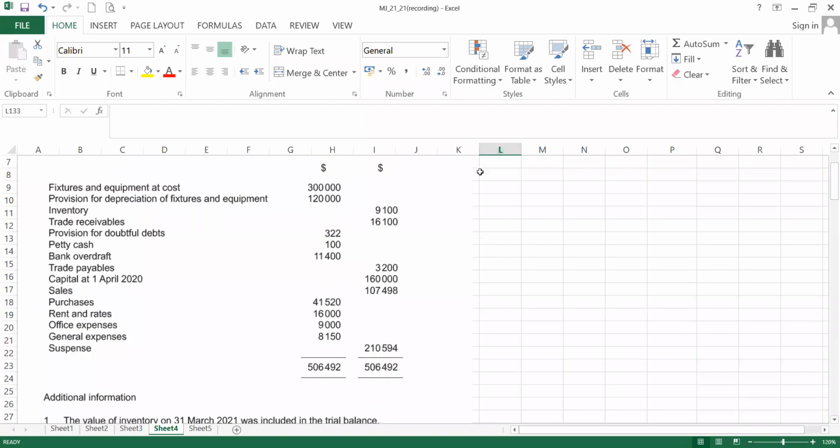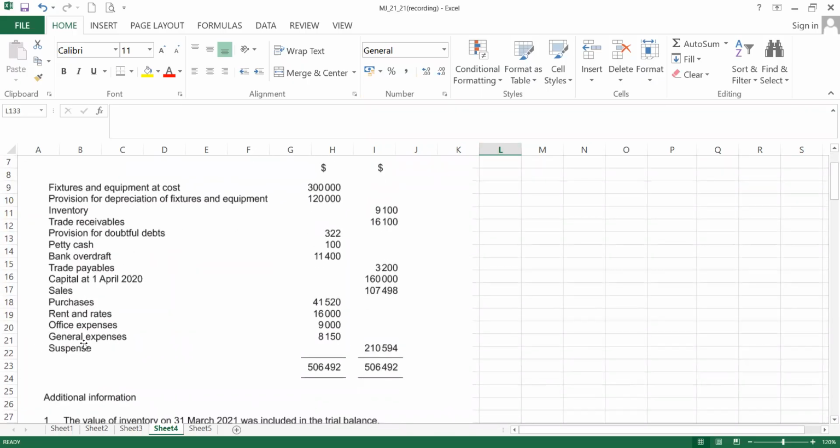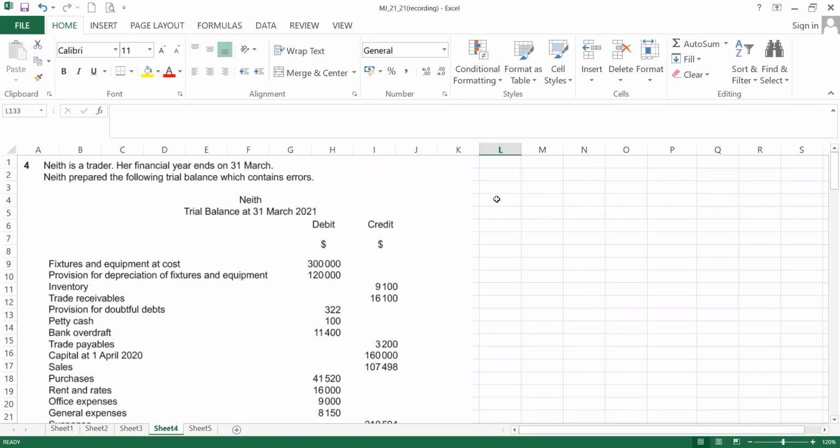Question number 4. Nick is a trader. Her financial year ended 31st March and she made the trial balance, but it contained an error. Why does it contain the error? Because you saw the suspense account. So some of the items are correct, some are wrong. So what is the general rule for the trial balance? I'll go through it with you first before we do the question.